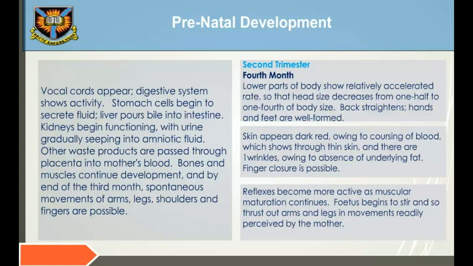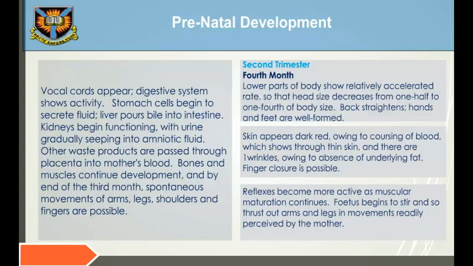Bones and muscles continue development, and by end of the 3rd month, spontaneous movement of arms, legs, shoulders, and fingers are possible. 2nd trimester. 4th month. Lower part of body shows relatively accelerated rate, so that head size decreases from 1/2 to 1/4 of body size. Back straightens. Hands and feet are well formed.